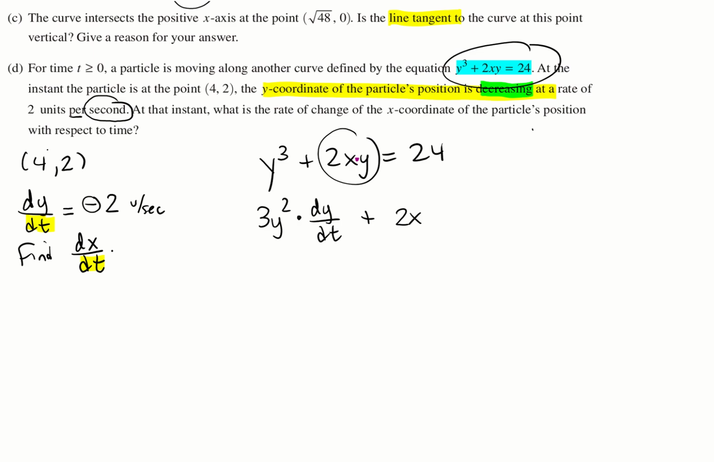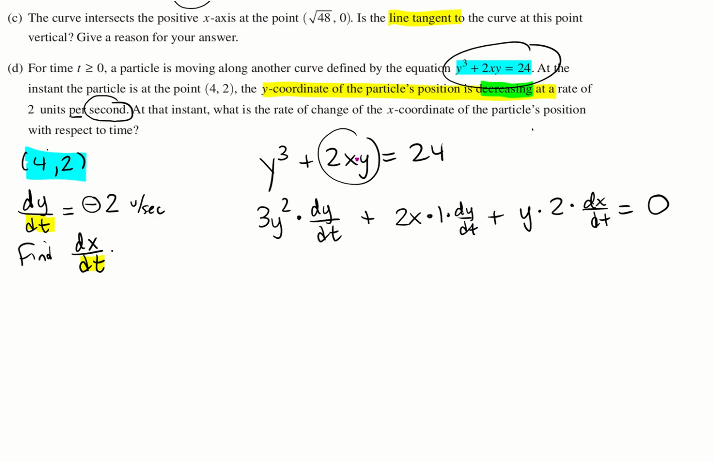So the first times the derivative of the second, dy/dt, plus the second times the derivative of the first, times dx/dt. And then don't forget to take the derivative of the other side. In this case, it is the constant 0. After you've taken your derivative, you can start substituting.